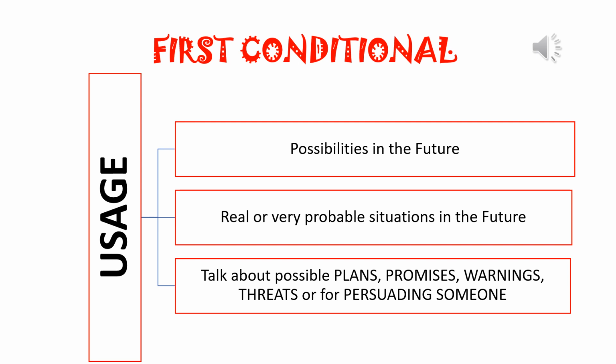The first conditional. The first conditional is used to talk about possibilities in the future. It is also used to mention real or very probable situations in the future. And finally, it is also used to talk about possible plans, promises, warnings, threats, or for persuading someone.